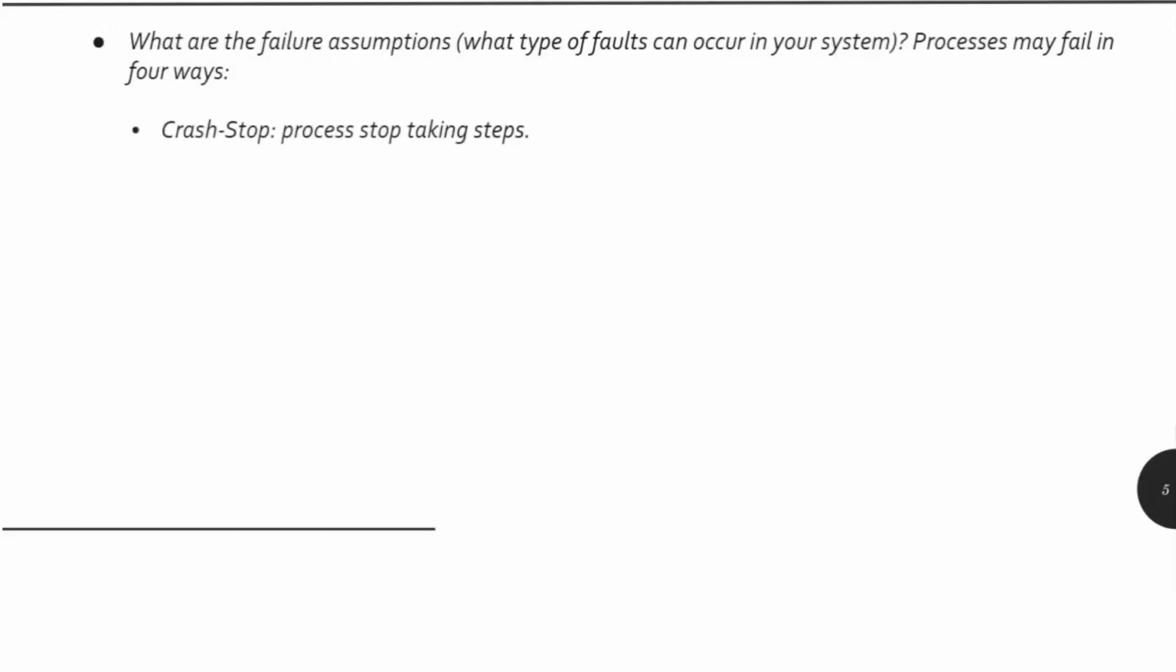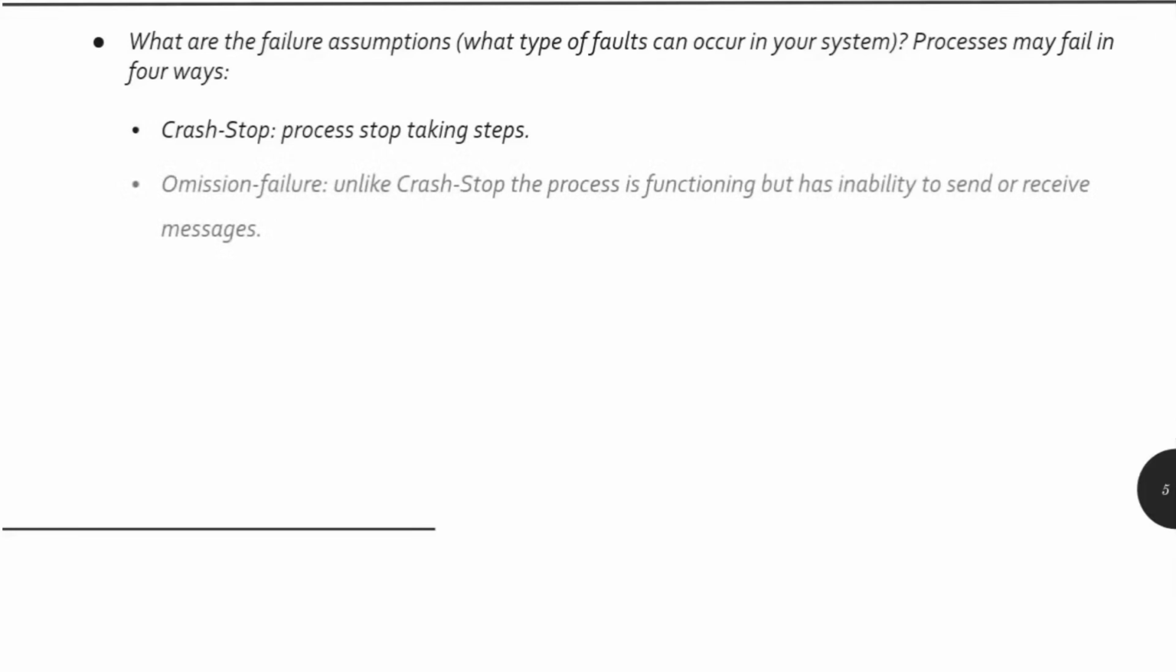The first way is called crash stop, and it just means that a process stops taking steps. It simply crashes. The second type of failure is called omission failure. Unlike crash stop, the process is functioning, so it is taking steps, but has the inability to send or receive messages. So in omission failure, we have a communication problem. And then we got the crash recovery, which means that the process might recover after crashing. So it can have the crash stop failure or the omission failure, but in time it can recover and execute correctly, and then it can crash again and then recover and so on.